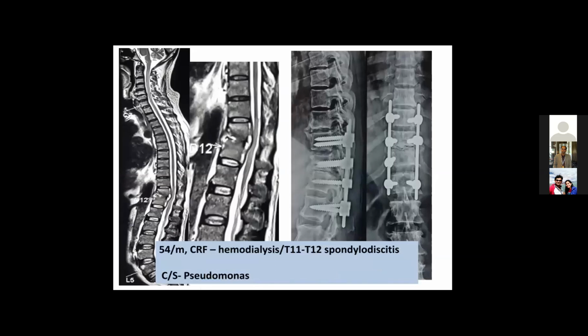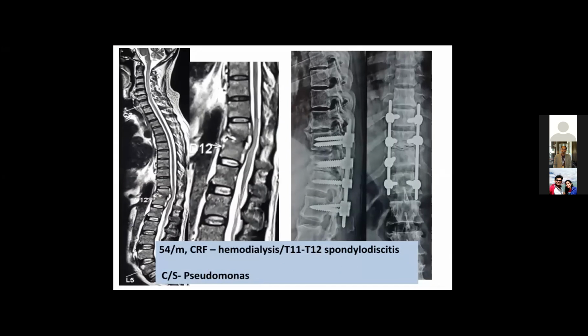A 54-year-old male, again a chronic renal failure patient on hemodialysis. Patient had a T11, T12 spondylodiscitis. Again, the patient was started on antituberculous drugs outside. They presented to us after 2 weeks. Patient was having very severe pain. So we thought, the patient is a chronic renal failure patient on hemodialysis, we suspected it to be a pyogenic infection.